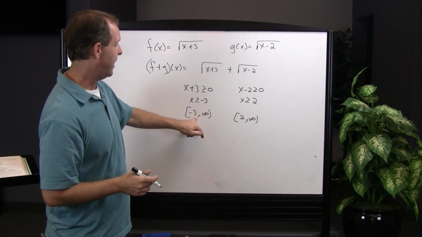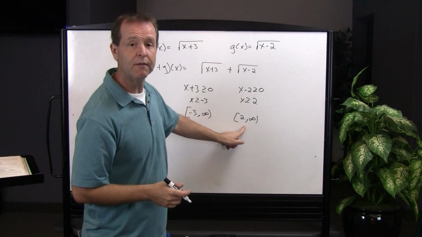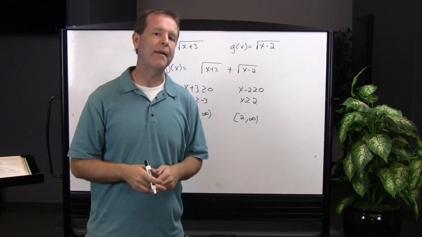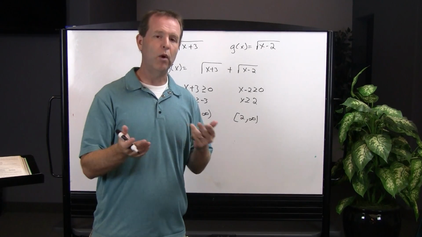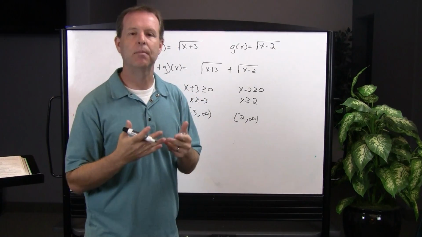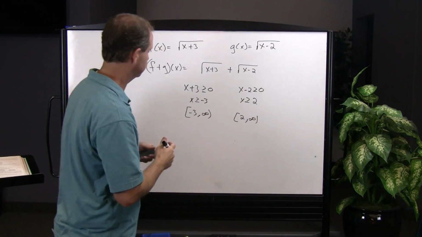So that's the domain of f of x. That's the domain of g of x. But we need to find out what's the domain that's common to both of those. And one way that I like to do that is to determine it visually.